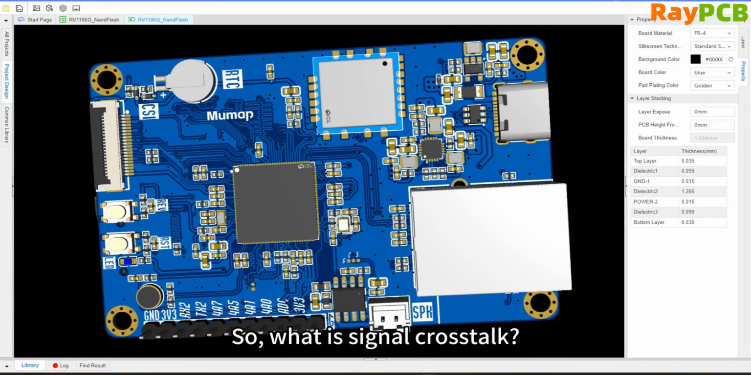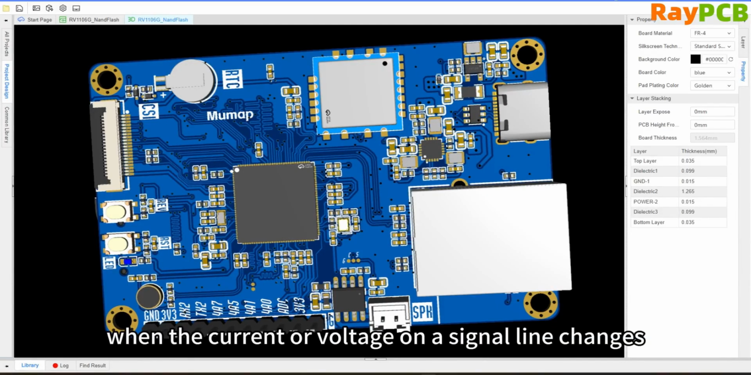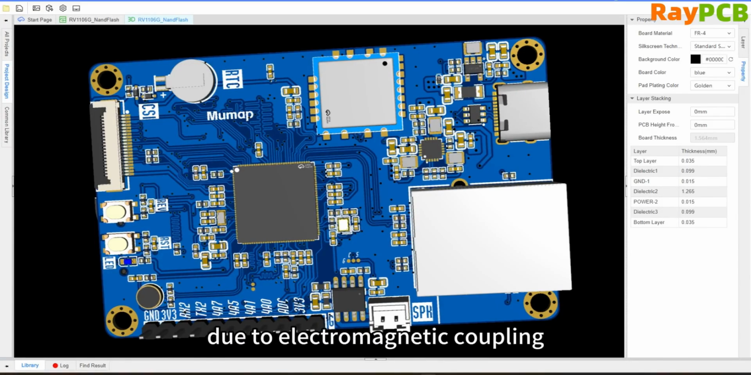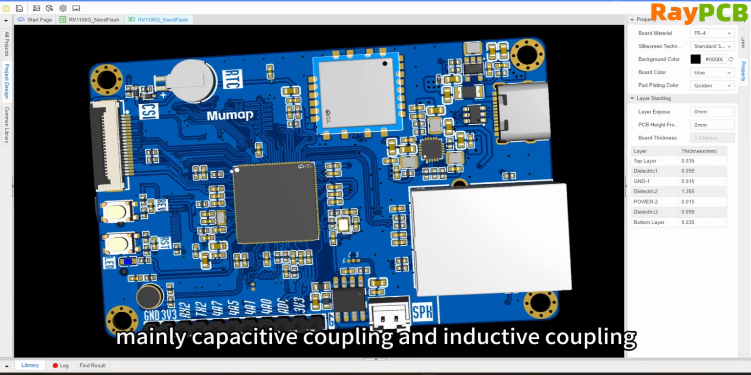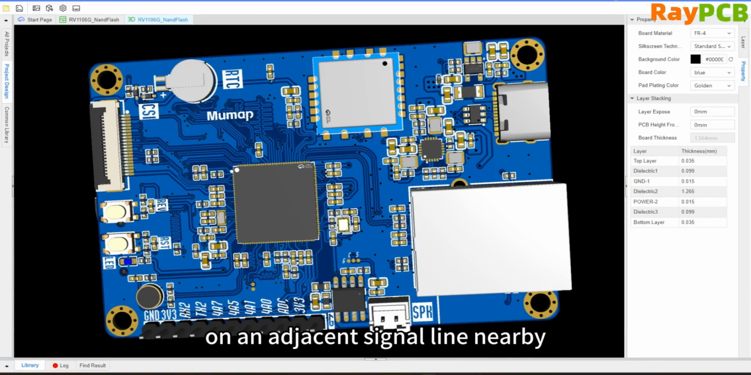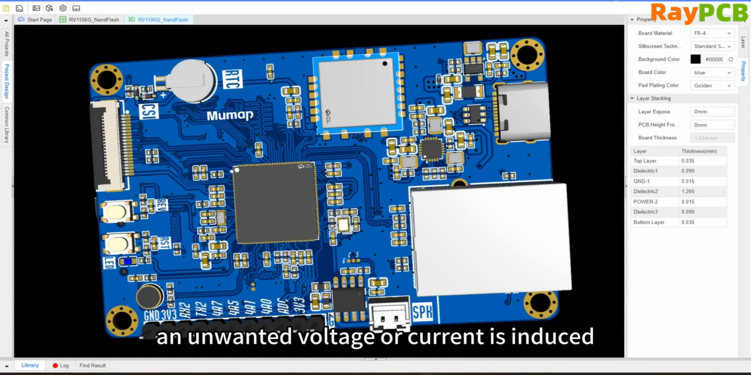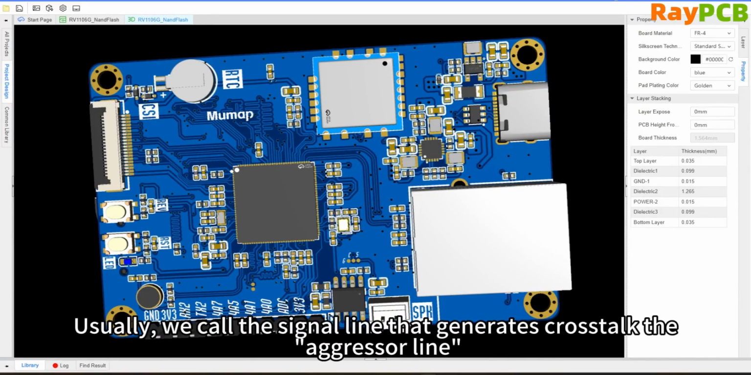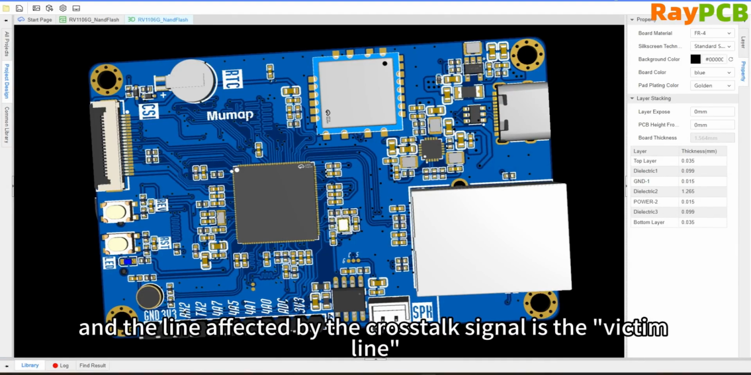So what exactly is signal crosstalk and just how harmful can it be? First, the definition of crosstalk refers to the phenomenon where, when the current or voltage on one signal line changes, electromagnetic coupling, mainly capacitive and inductive coupling, induces unwanted voltage or current on adjacent nearby signal lines. Usually, we refer to the signal line generating the crosstalk as the aggressor line and the line affected by the crosstalk as the victim line.